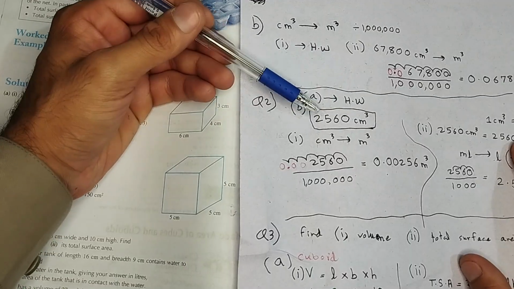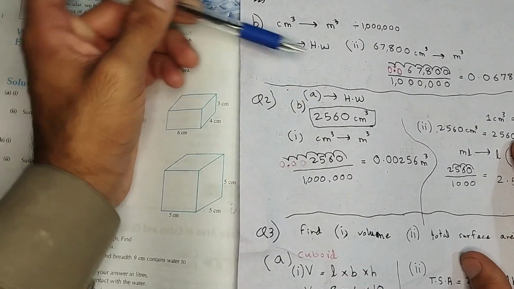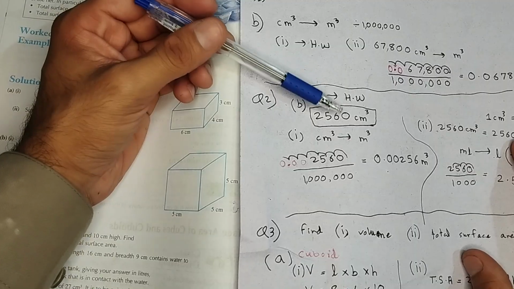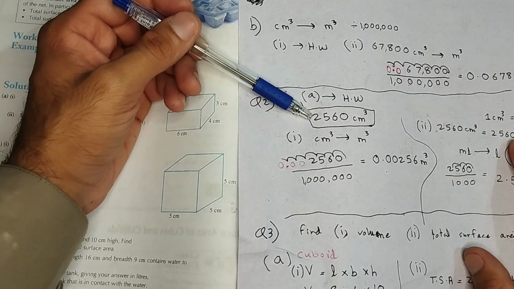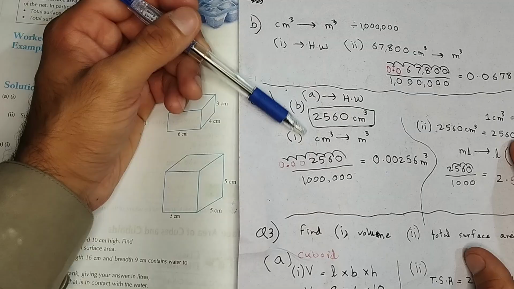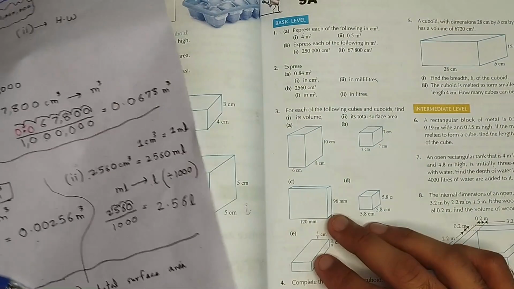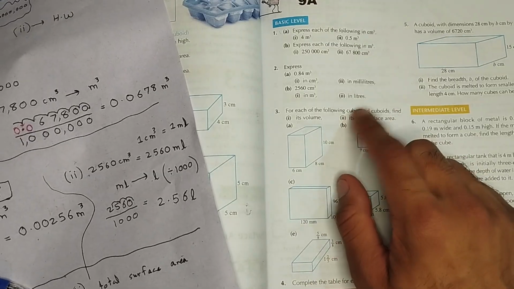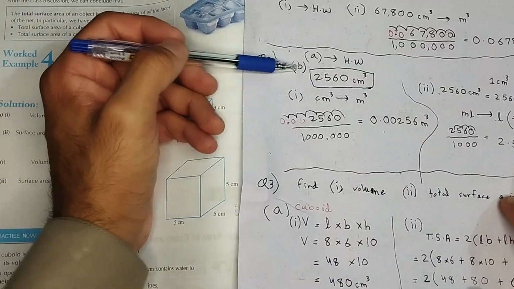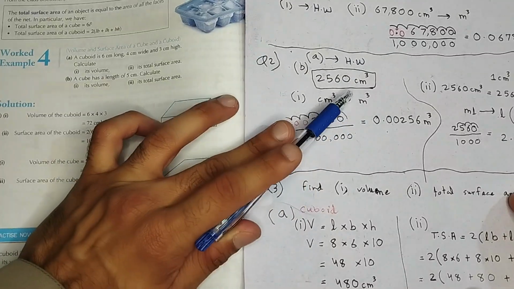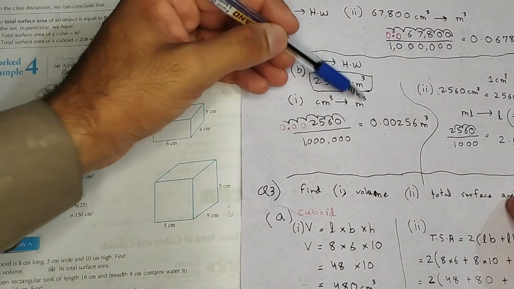The value given to me in part B of question number 2 is 2,560 cubic centimeters, and they're asking me to convert it into cubic meters and into liters. So first of all, I'm going to convert it into cubic meters, part 1.